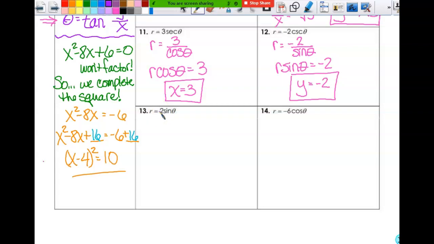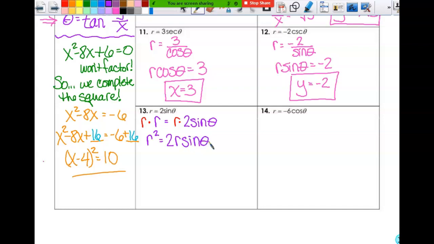If you recall, on some of the ones when we were converting the other way, we had an r squared on one side and r on the other, and we divided the r out, right? So basically the r's been divided out here. I've got to put it back. When you're stuck, and you can't do this or that, then I'm going to multiply both sides by r. So this will give me r times r equals r times 2 sine theta. I'm just multiplying both sides by r. That's going to give me r squared equals 2r sine theta.